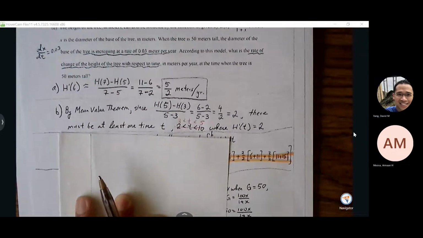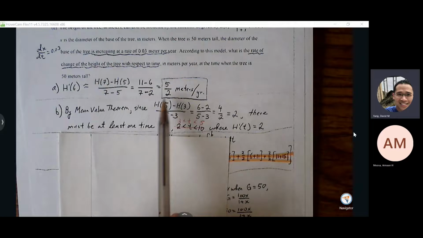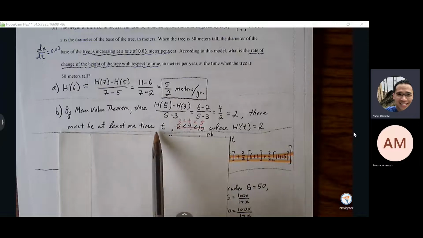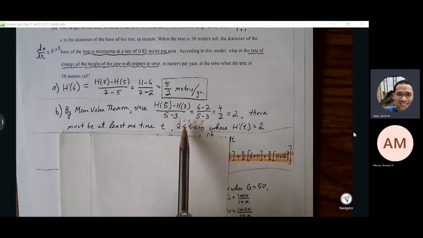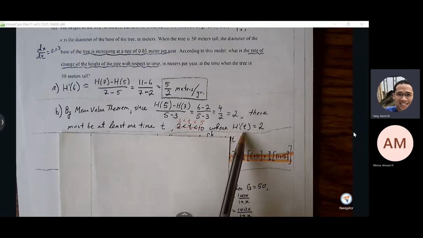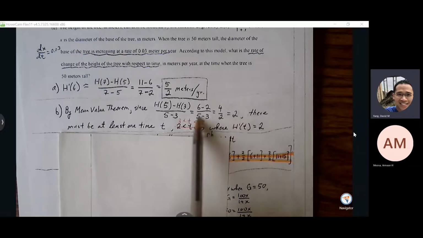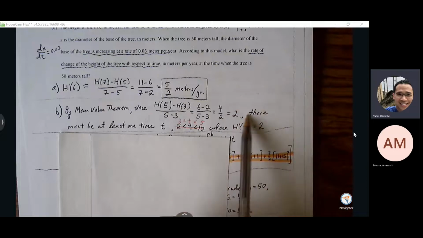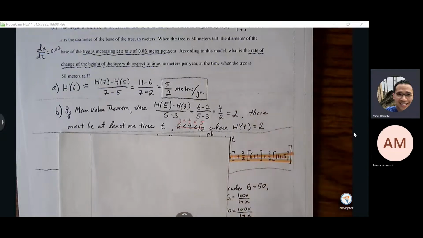So since we're able to locate a slope of 2 between 3 and 5, we can guarantee that there must be at least one time t between 3 and 5, which feels more specific than 2 and 10, where there's a slope of 2, right? If there's an average slope of 2 somewhere between the endpoints, then somewhere along the curve, that graph has to reach that exact slope.